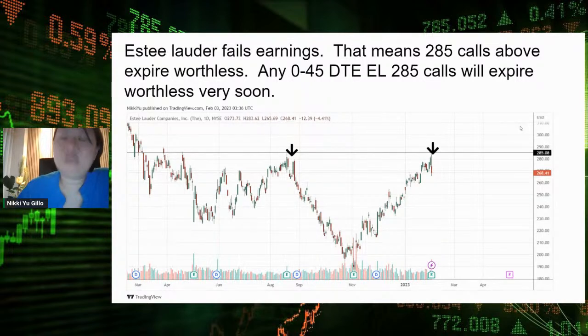So how do you take advantage of the fact that these call options currently have theta and vega, time and volatility, as an extrinsic value? How do you make money from it going to 0? Then naturally, you want to sell. You want to sell all the bearish calls above 285. So here's what you do.